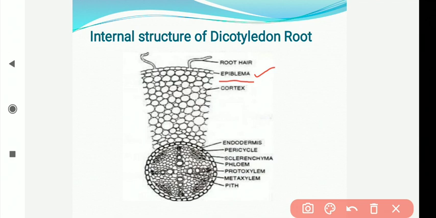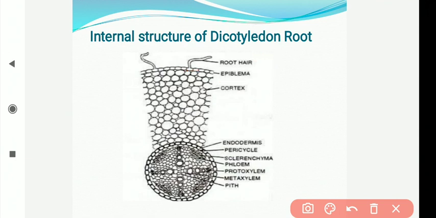So look at the epiblema. This is the outermost layer of a young root, known as epiblema or rhizodermis, or also known as piliferous layer. It is single layered. The epiblema cells have tubular, unicellular extensions called root hairs. So these are the root hairs, which are elongations of epiblema cells. Here the epiblema cells are a little bit elongated and look like a hair structure. That's why it is called a root hair. Root hairs absorb water and minerals from the soil.